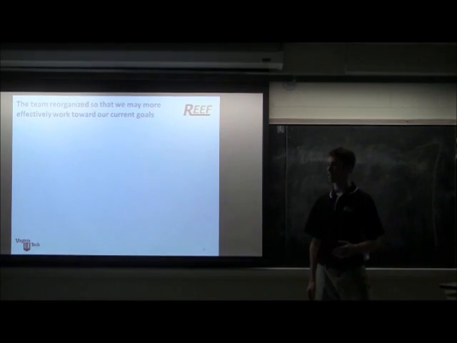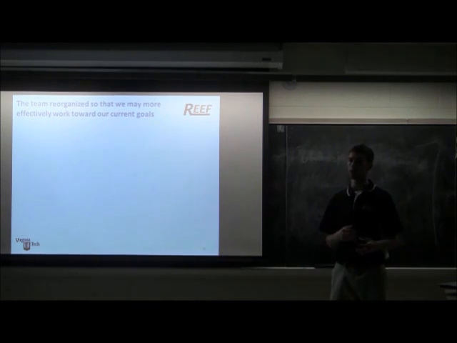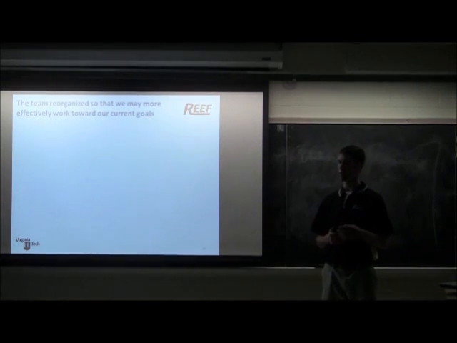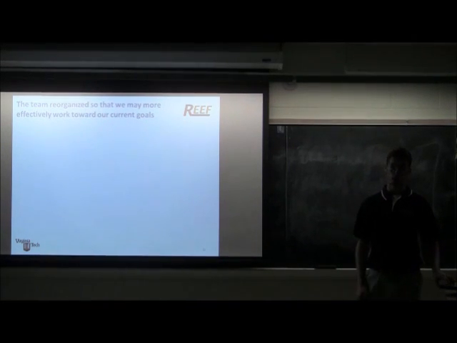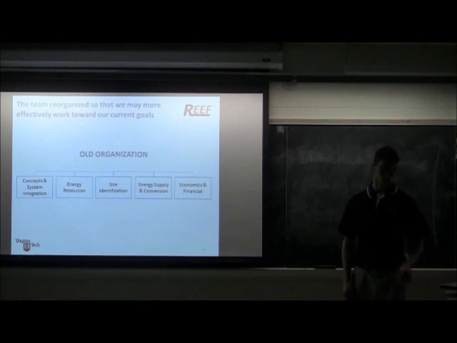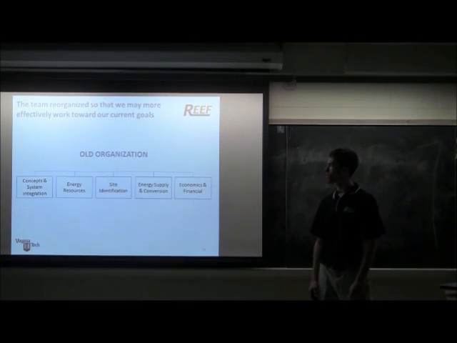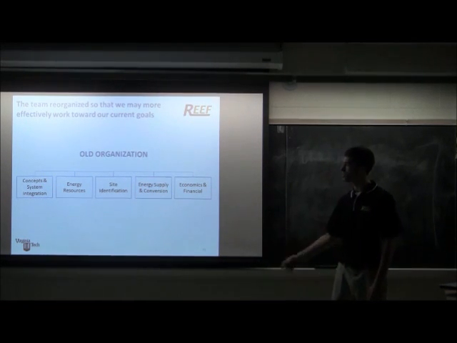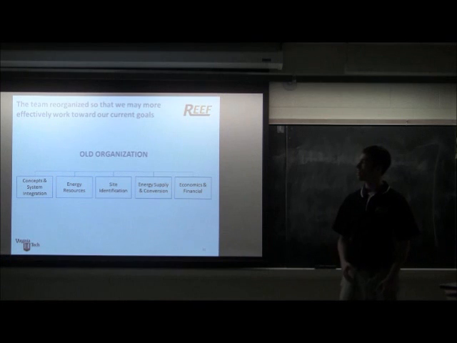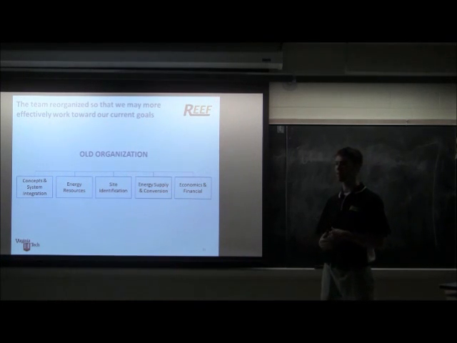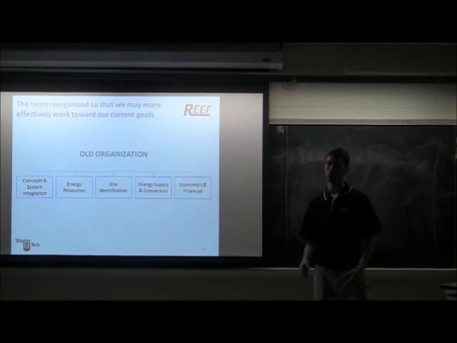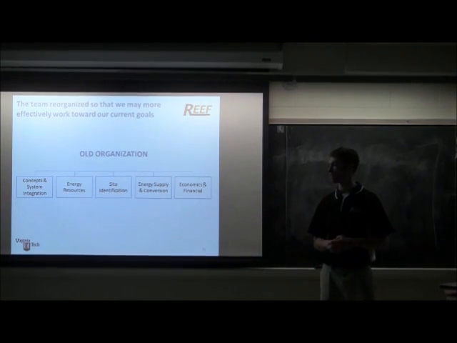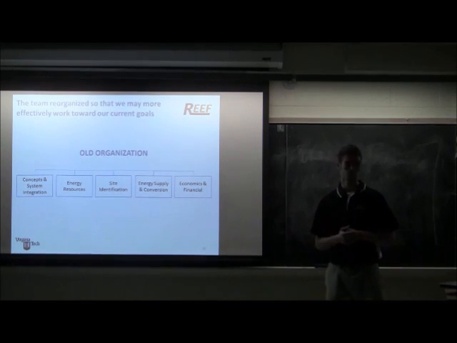Now, as our project has gone on, our goals have transformed a little bit. We went through a reorganization not too long ago to more effectively address how we could apply our efforts towards meeting those goals. So here's a flowchart of our old organization. We had such sub-teams as concepts and system integration, energy resources, and so on. As I've mentioned, some of our efforts got outdated as our project went on. Site identification, for example, no longer had any function once we selected Tonga as the site we wanted to design our system for.